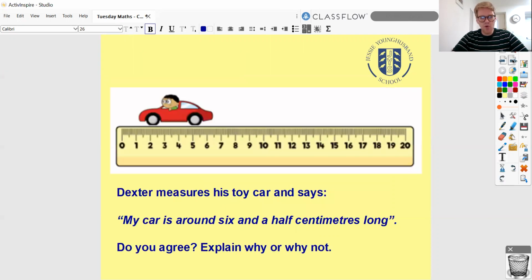Okay, hope you're ready then for question 3. This one says, Dexter measures his toy car and says, my car is around 6.5 centimeters long. Have a look at that ruler. Do you agree? Explain why, or maybe why not. So have a good look. Dexter's saying his toy car there is 6.5 centimeters long. Do you agree with him? Have a conversation about that at home and then come back when you're ready for the next question.